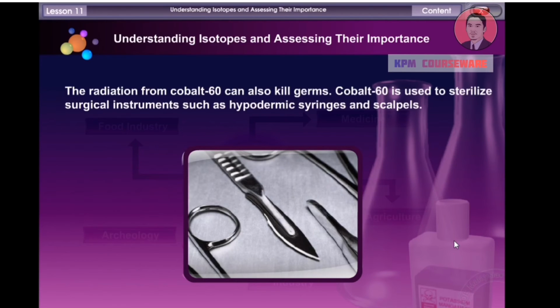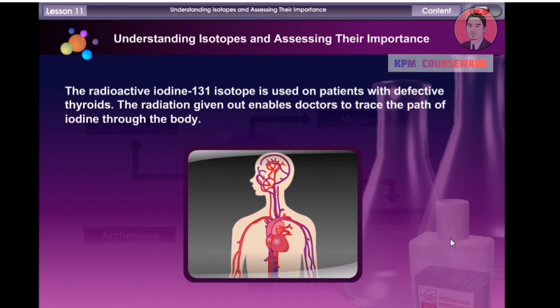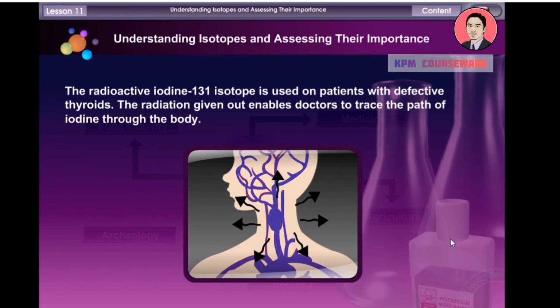The radiation from cobalt-60 can also kill germs. Cobalt-60 is used to sterilize surgical instruments such as hypodermic syringes and scalpels. The radioactive iodine-131 isotope is used on patients with defective thyroids. The radiation given out enables doctors to trace the path of iodine through the body.